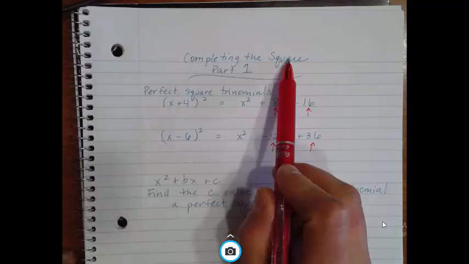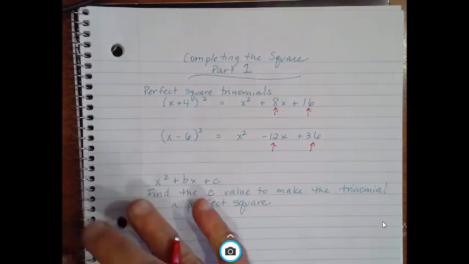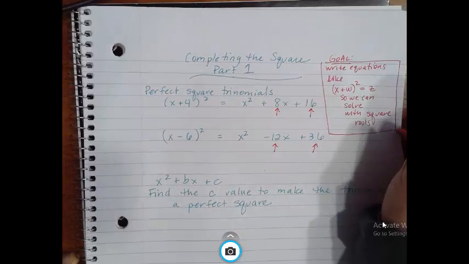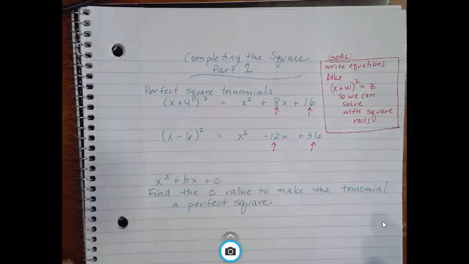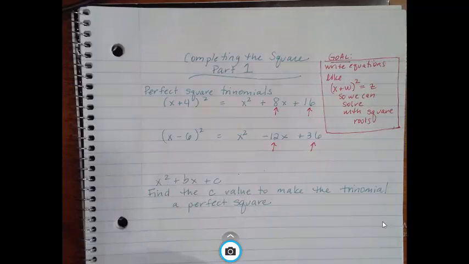And when we're doing completing the square, our big goal is to get the equation in a form so we can solve by using square roots. So just keep that in mind as our big goal, the whole reason why we're doing this. Let's look first at perfect square trinomials. We've looked at these before.